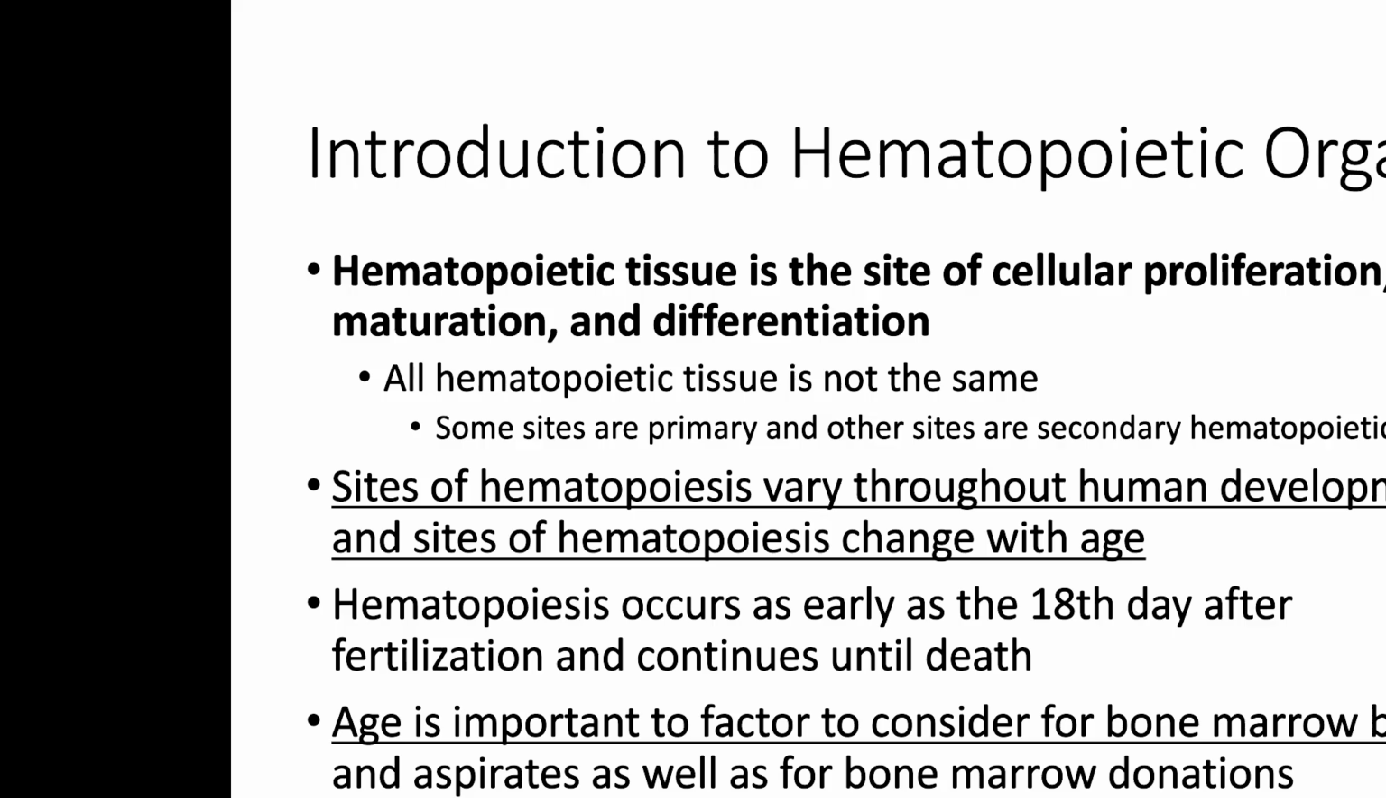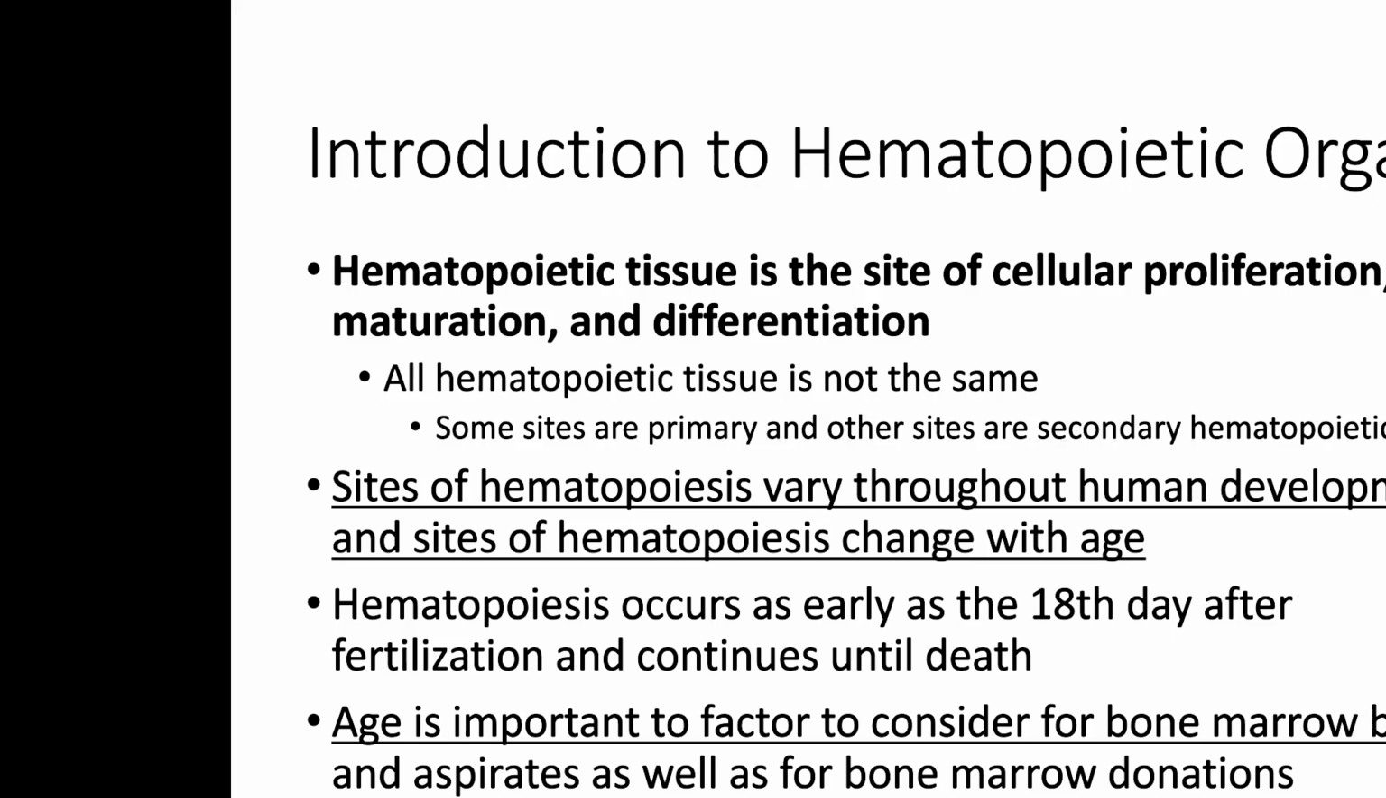So hematopoietic tissue is where hematologic cells proliferate, mature, and differentiate. They are not all the same and they do have different characteristics. Some sites are considered primary, while other sites are considered secondary. Primary meaning where they first begin, and secondary means additional.